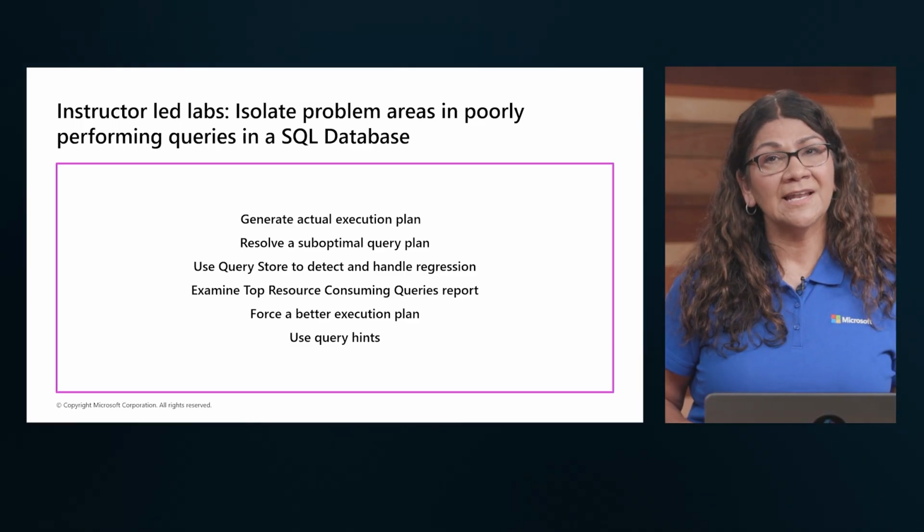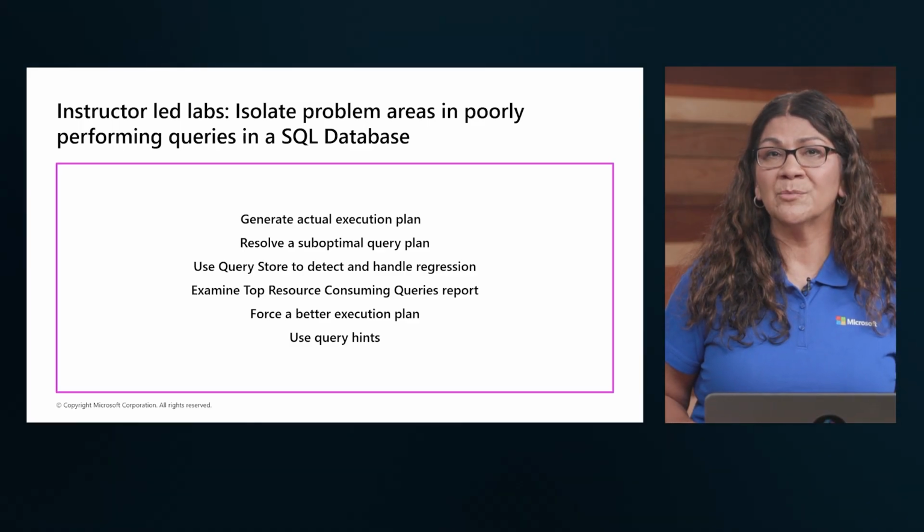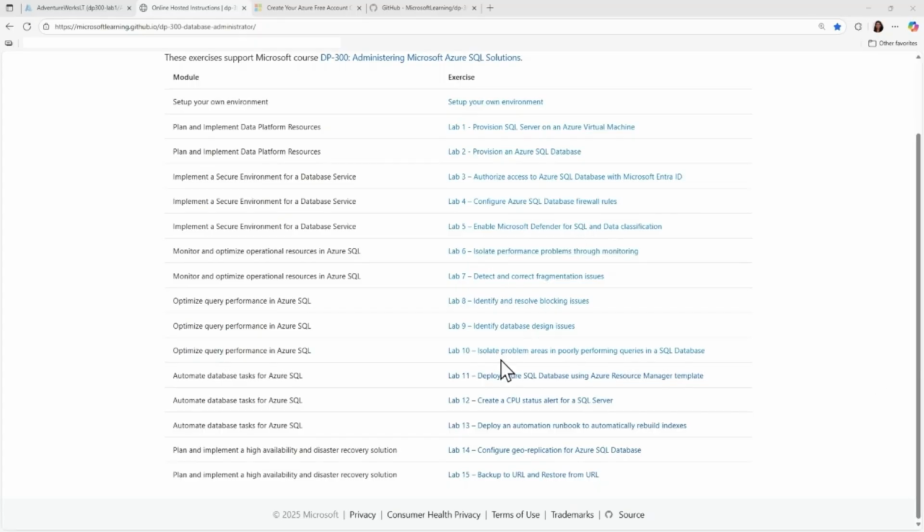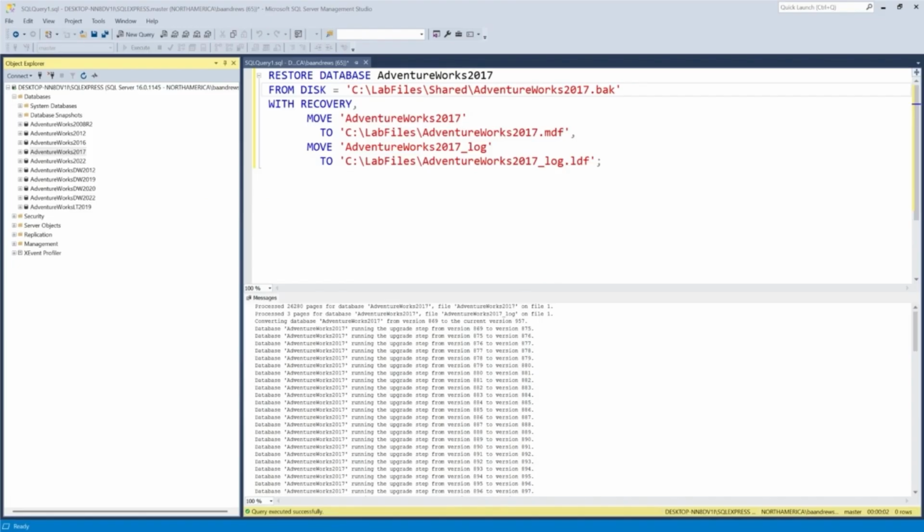Now let's take a look at how to isolate problem areas in poorly performing queries in SQL Database. Welcome to lab number 10, Isolate Problem Areas in Poorly Performing Queries, here in a SQL database. Now we find ourselves back in the Management Studio, and I already have our AdventureWorks 2017 database stored here, and if you'd like to, you can follow along in the lab here.